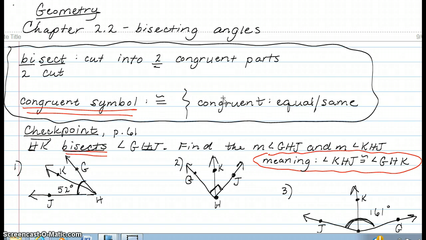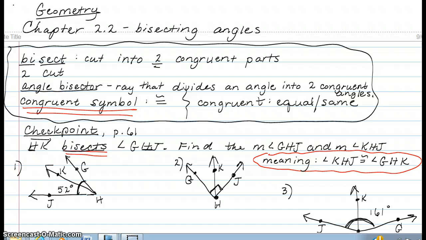And we have one other word that we're going to add in. The other new word you're going to have for this section is angle bisector. Basically that's a ray that divides a larger angle into two congruent angles.